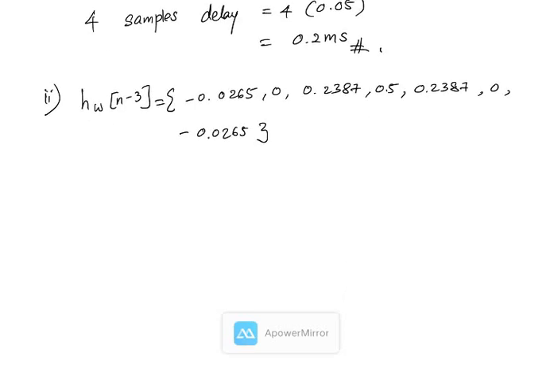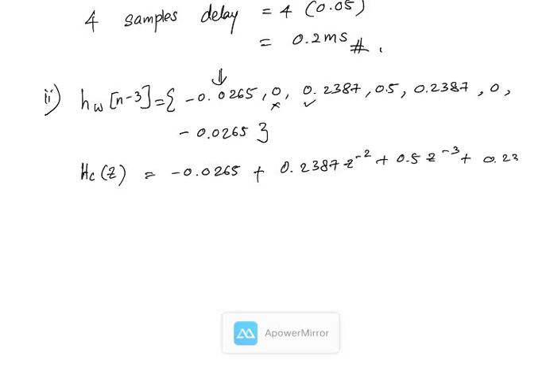And for the transfer function, it's the same like the previous. It's the original, plus this one can silent. So we start with this one. So you have 0.2387 z power minus 2 plus 0.5 z power minus 3 plus 0.2387 z power minus 4 minus 0.0265 z power minus 6.